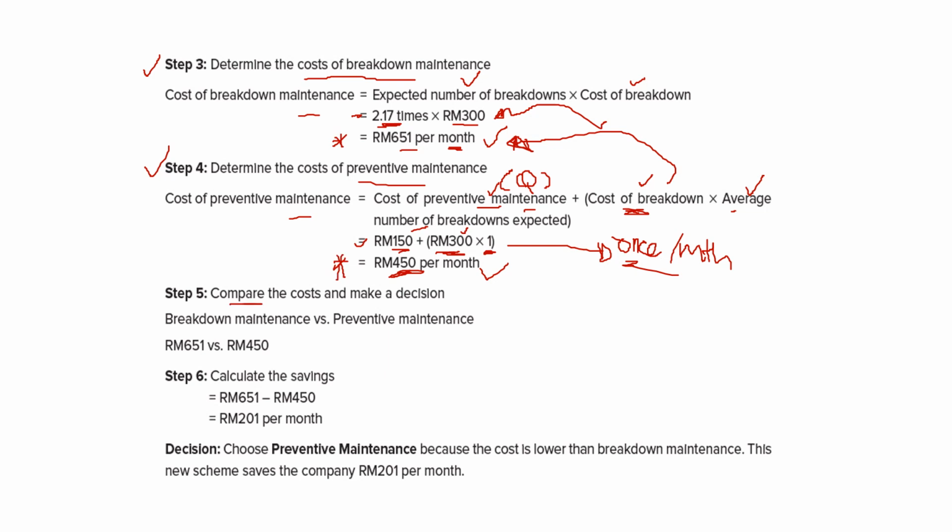Now we need to compare the costs and make decision. So definitely between these two, 651 breakdown maintenance and 450 is preventive maintenance. The saving will be 201 ringgit per month. Maksudnya penjimatan yang company akan dapat adalah sebanyak 201 ringgit sebulan. The decision, the best one is definitely preventive maintenance because it is cheaper, because the cost is lower than breakdown maintenance. And this new scheme will save the company 201 ringgit per month.